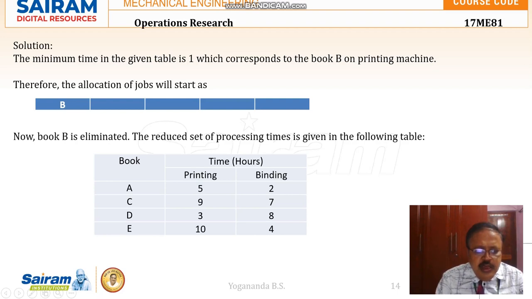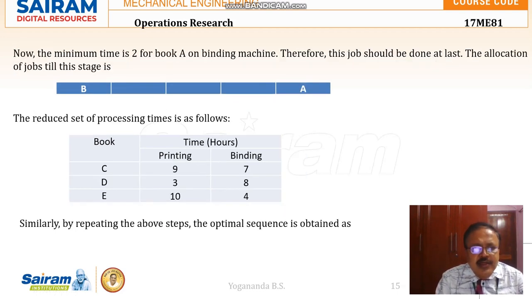So that is 2 here. This is for the second machine, the binding machine. For book A, since it is the finishing touch, it is taking less time. So I want to keep the book A, which has its finishing time less, at the ending of the sequence. So book A will be kept in the ending of the sequence. Now A and B are eliminated from further iterations.